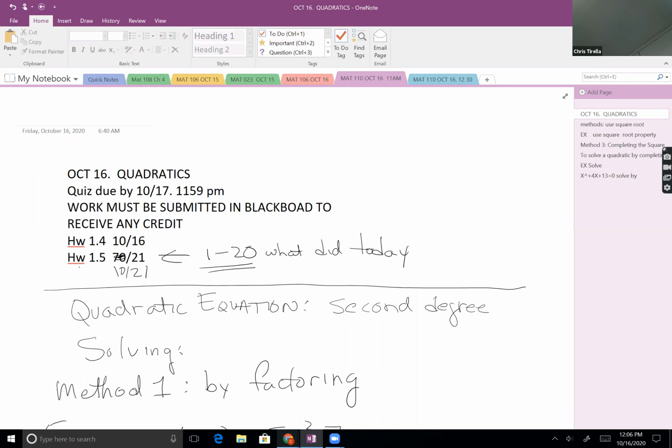Where we're going next is based on this work we're doing for completing the square. It gets to be a little bit annoying doing it every time. We want to do that with a general quadratic with variables, and we'll come up with a formula.